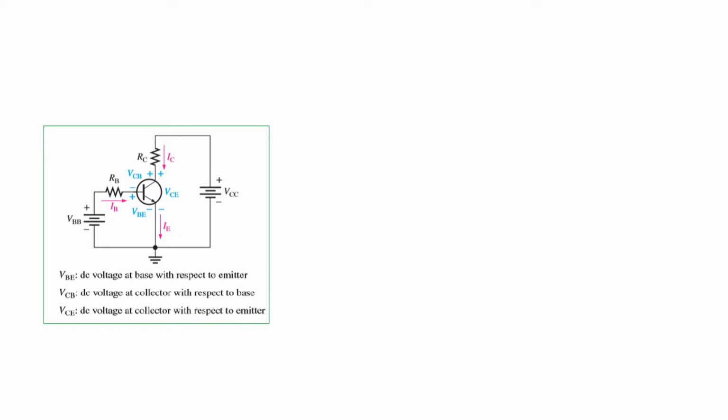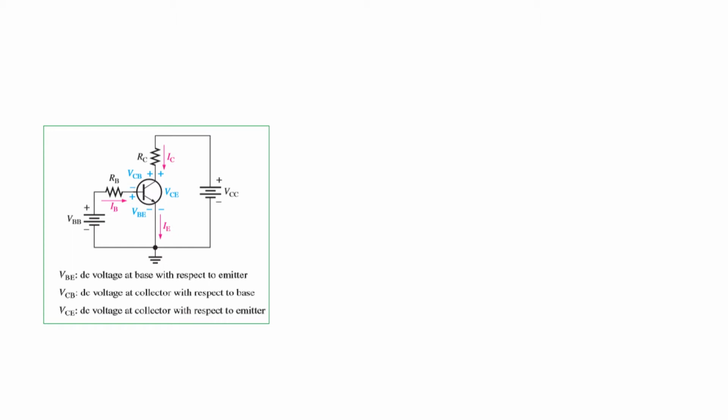This is with respect to ground. This is VBE, that is the voltage at this point with respect to emitter. This is the emitter of an NPN transistor. So this is VBE, and this terminal is positive and this is negative.